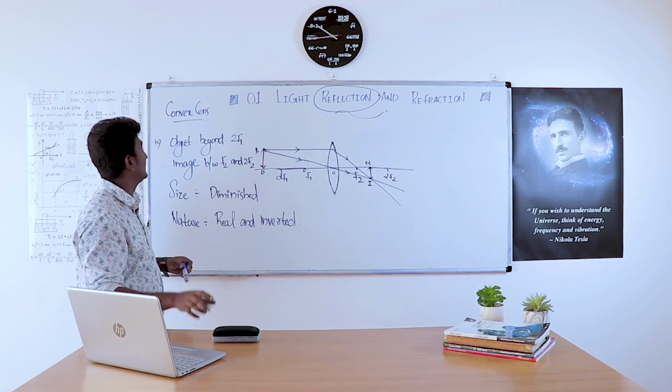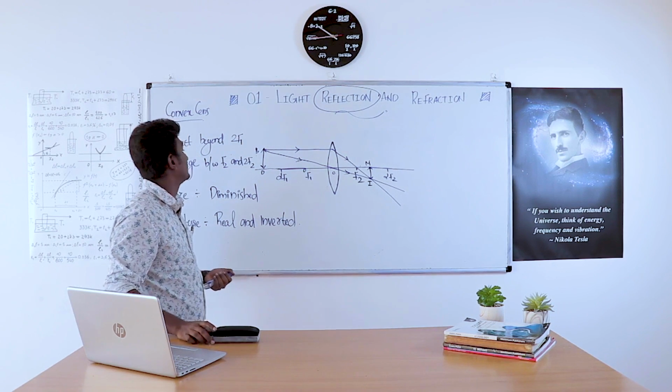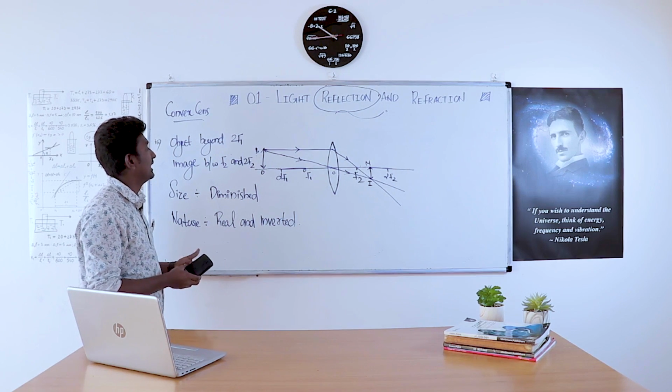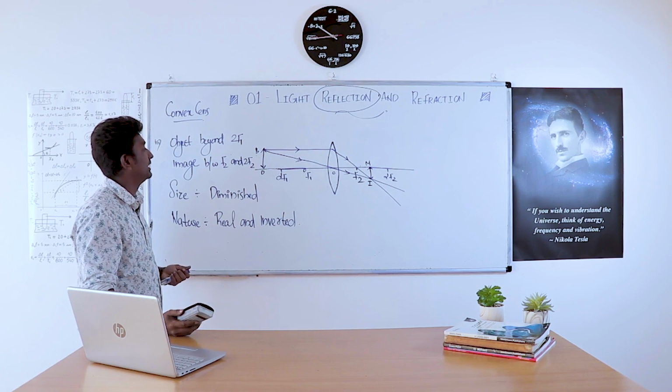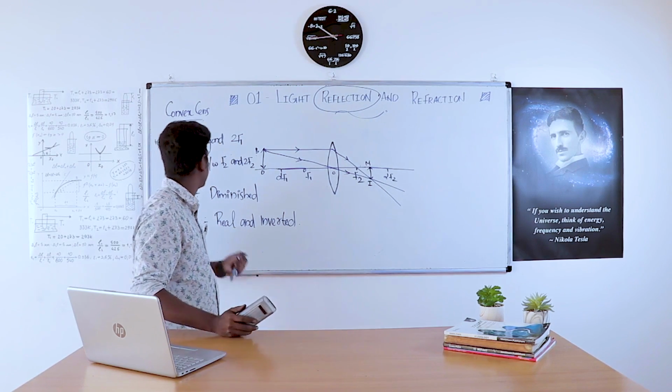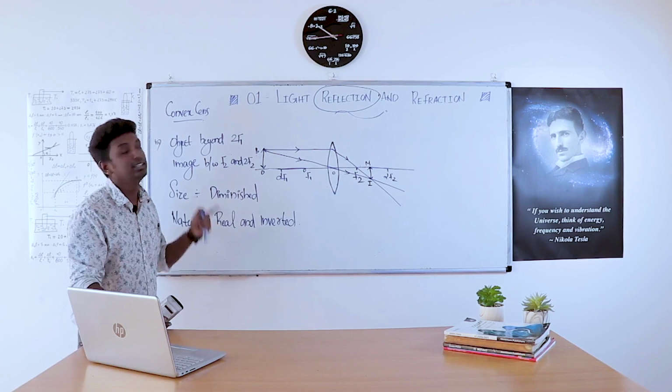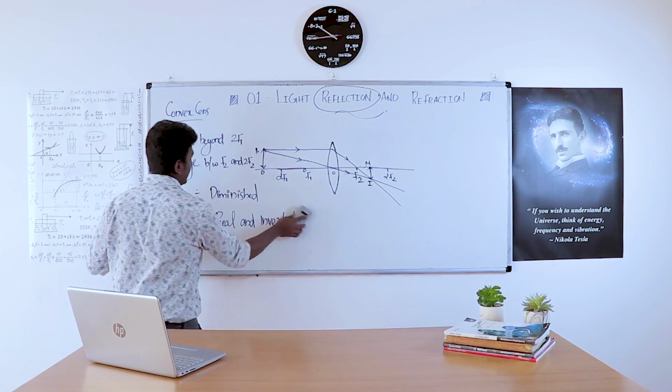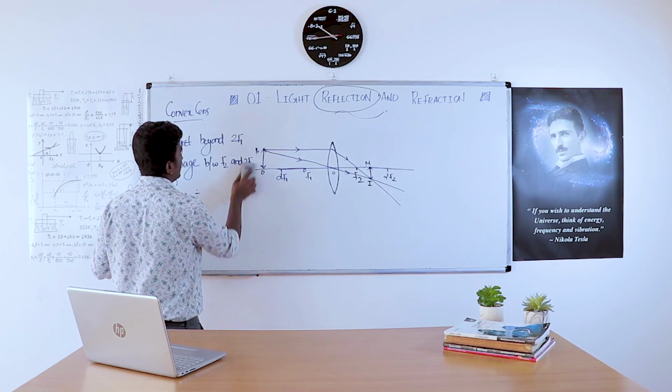So this is the third case. Where is the object placed? The object is placed beyond 2f1 and the image is between f2 and 2f2. The size of the image is diminished and the nature is real and inverted. Now we can move to the fourth case.